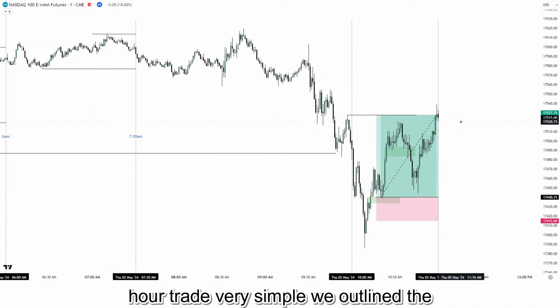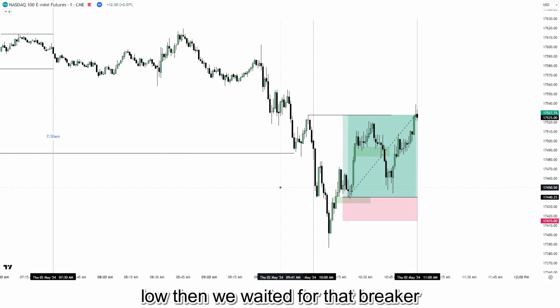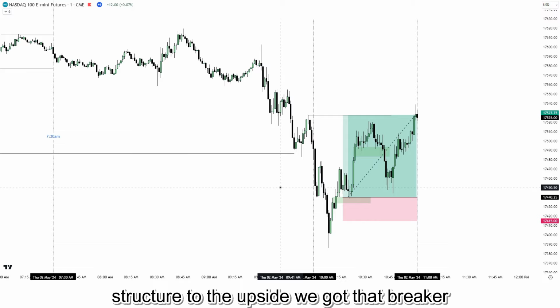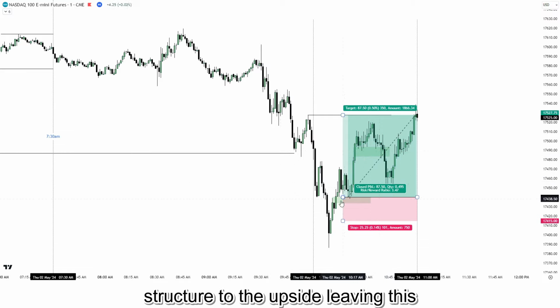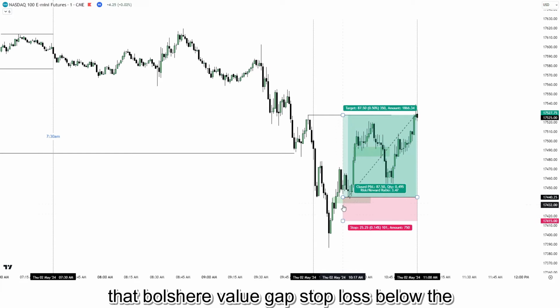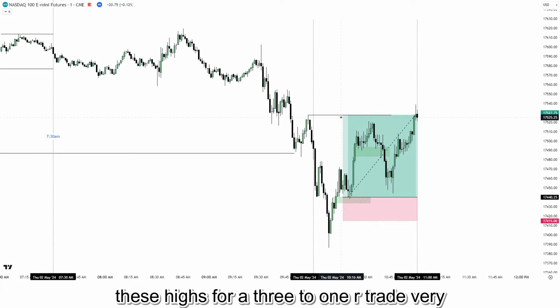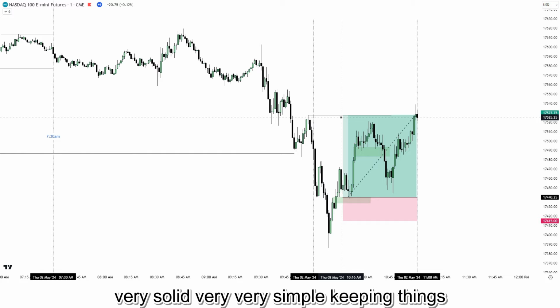Very simple. We outlined the sweep of liquidity during that Asia session low. Then we waited for that breaker structure to the upside. We got that breaker structure to the upside, leaving this bullish fair value gap. Put a limit order at that bullish fair value gap, stop loss below the bullish fair value gap, targeting back above these highs for a 3 to 1 hour trade. Very solid, very simple, keeping things very mechanical.